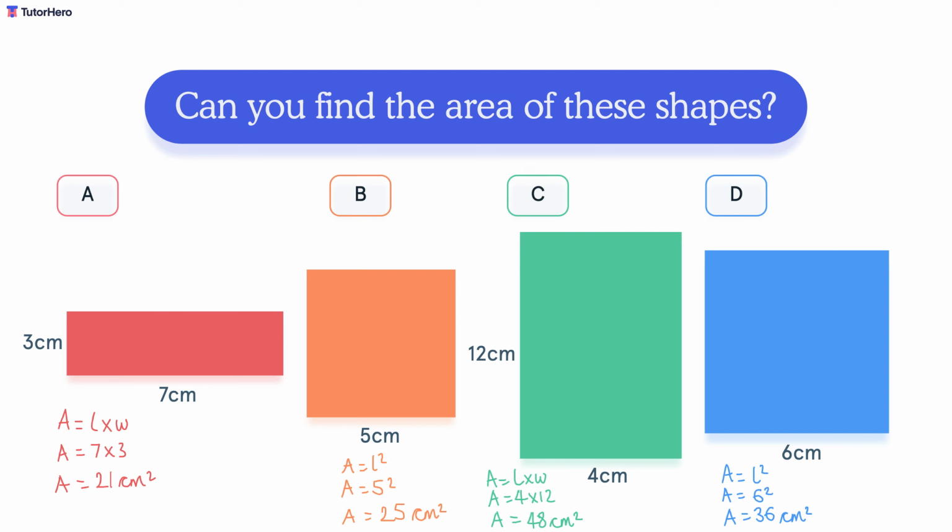Shape C is a rectangle and therefore uses the formula length times width. 4 times 12 is 48, therefore the area is 48 centimetres squared. And finally, shape D is also a square, so follows the formula area equals L squared. In this case, the length of the side is 6 centimetres. 6 squared is 36 and therefore the area for this square is 36 centimetres squared. Well done if you got all those answers correct.